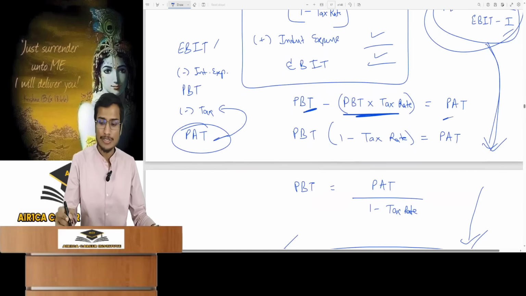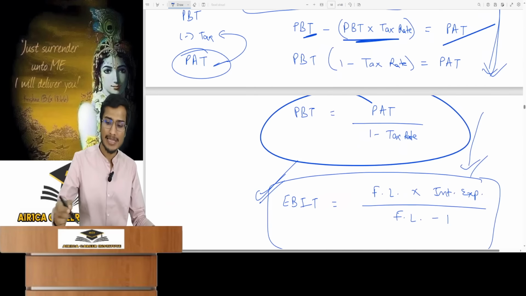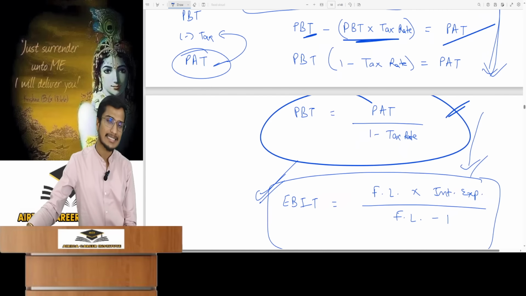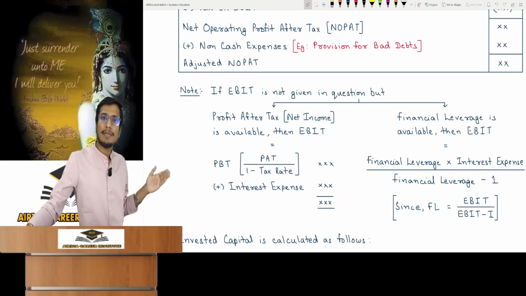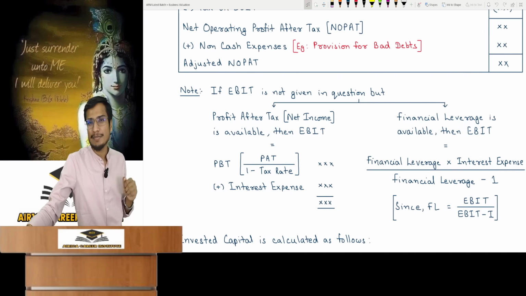When you subtract this from PBT, you get PAT. From this equation, PAT divided by 1 minus tax rate is PBT. Then adding the interest expense to PBT will give you EBIT.